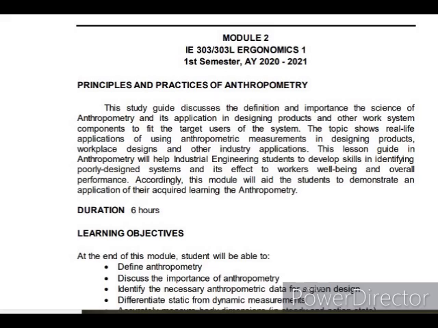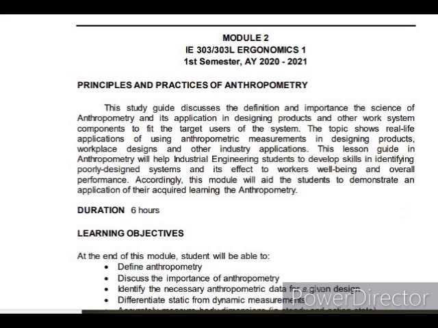Okay, so the topic shows real-life applications of using anthropometric measurements in designing products, workplace design, and other industry applications. This lesson guide in anthropometry will help industrial engineering students to develop skills in identifying poorly designed systems and their effect on workers' well-being and overall performance. Accordingly, this module will aid the students to demonstrate an application of their acquired learning of anthropometry. So at the end of this course, you will be applying your acquired knowledge.